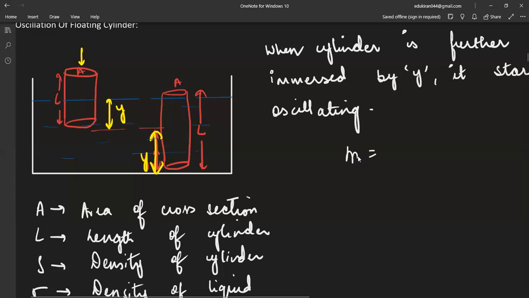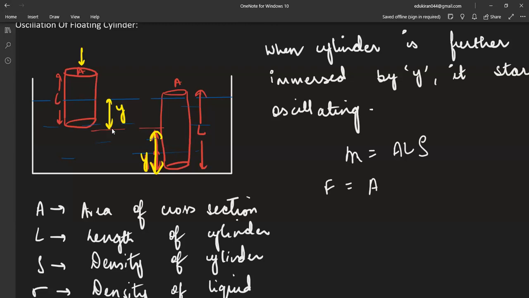Now, mass is equal to volume into density. Force is equal to mass into g. All right. So now I'll not be writing in general terms. Area, we know area of cross section, I've taken it as A. Length of the cylinder, let's not take the length. Let's take the displacement that is occurring.